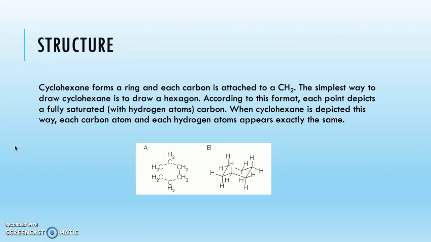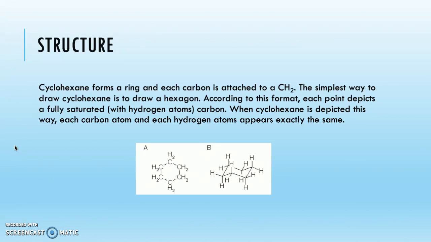The structure of cyclohexane forms a ring, and each carbon is attached to two hydrogens, a CH2. The simplest way to draw cyclohexane is to draw a hexagon, and then each point depicts a carbon fully saturated with hydrogen atoms. When cyclohexane is depicted this way, each carbon atom and each hydrogen atom appears exactly the same.